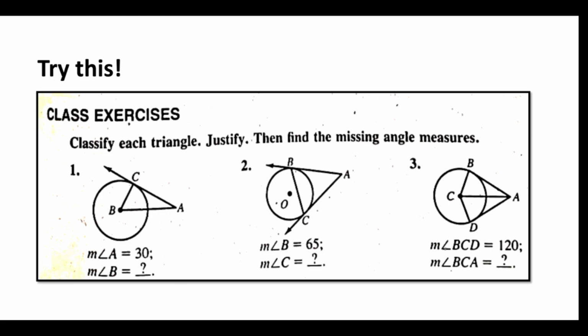Theorem 9.1: if a line is tangent to a circle, then the line is perpendicular. So if it's perpendicular, it creates a right angle. Then it is a right triangle. So find the measure of angle B if the measure of angle A is 30.